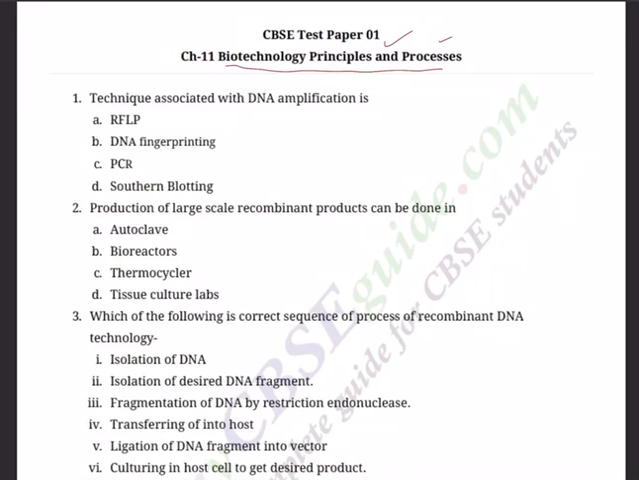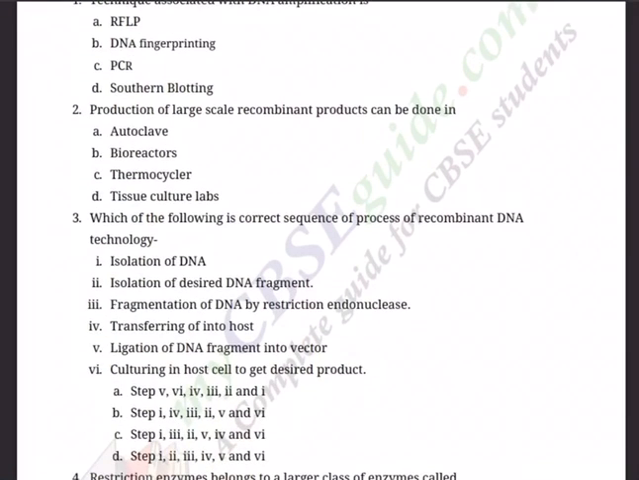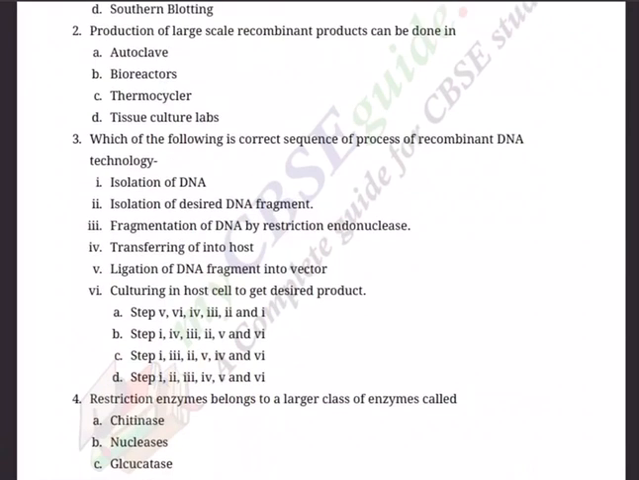So here we go. Question number 1. The technique associated with DNA amplification is: RFLP, DNA fingerprinting, PCR, and Southern blotting. Question number 2. Production of large-scale recombinant products can be done in A. Autoclave, B. Bioreactors, C. Thermocycler, D. Tissue culture labs.